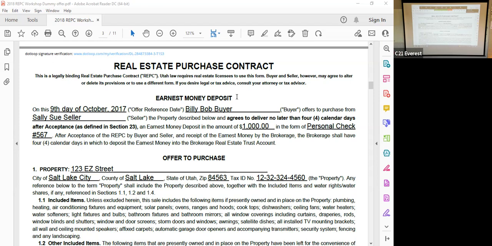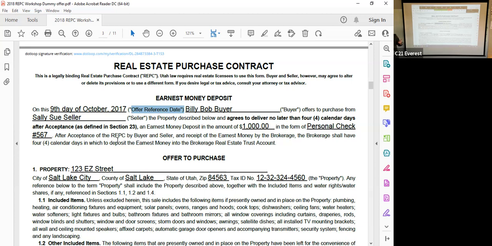The first section that we have put anything into is right here, on this 9th day of October 2017. But the thing I want to point out is notice that it says offer reference date. Clearly the thing you're going to put in there is whatever date you're filling out the contract, right? That's simple. But the reason I want to talk about this is notice that after that, in parentheses, it says offer reference date. The idea of that is there are other places throughout the contract, specifically on addendums or counteroffers, that will have you fill in the offer reference date.